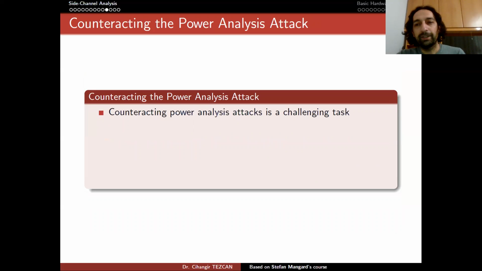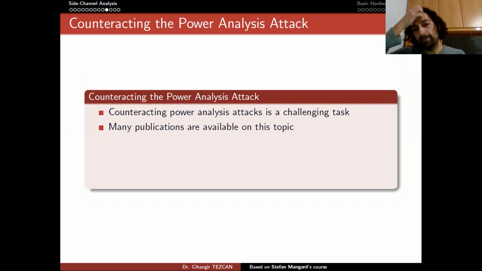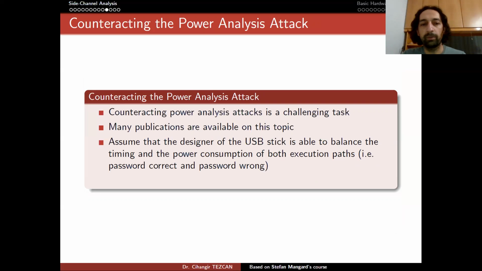So how can we now counteract the power analysis attack? What can be the countermeasures? Counteracting power analysis attacks is a challenging task. Many publications are available on this topic.